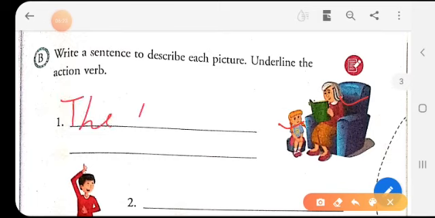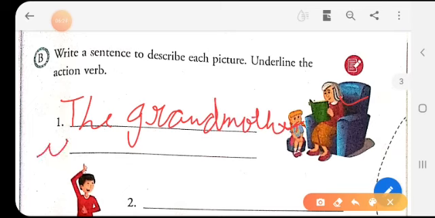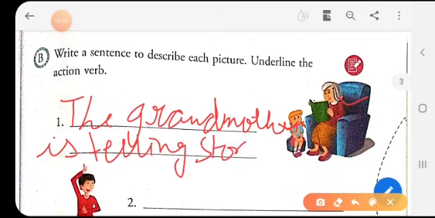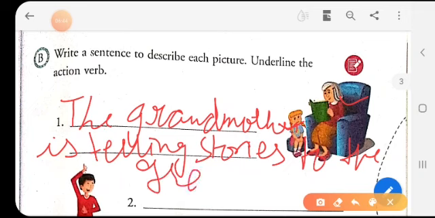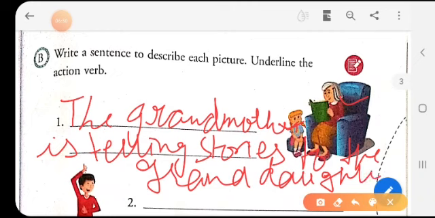The grandmother is telling stories to the granddaughter. Right? So which is the verb used over here? It is telling. So telling is the verb that is used over here.